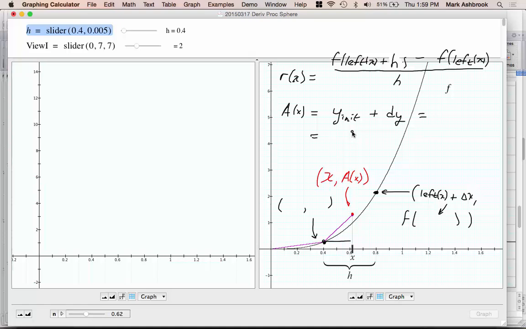Would it be 0.4? No, it could be any interval. So we could be in any interval. So how do we express y initial for any interval? Left of x is the x coordinate, so the y coordinate would be f of left. f of left. We got there eventually. Y initial, you should have f of left of x.